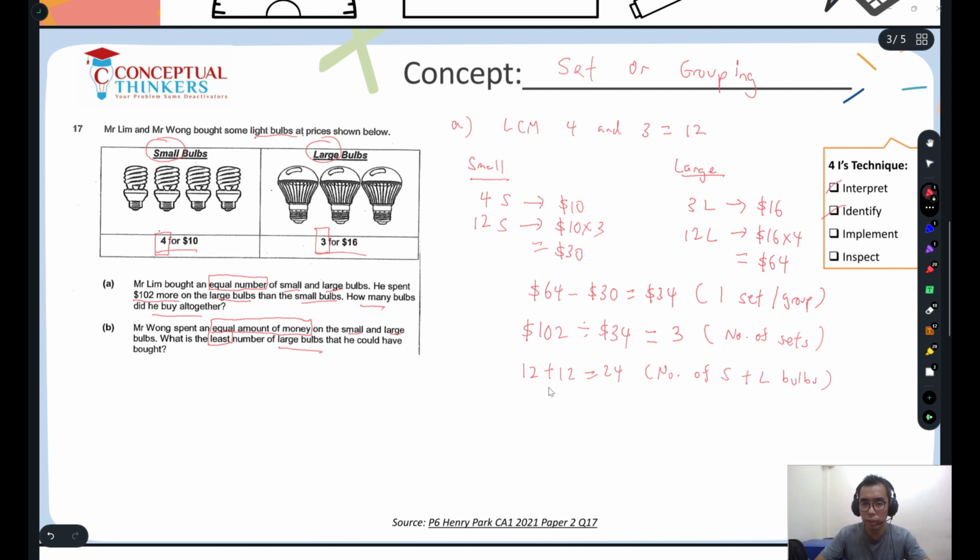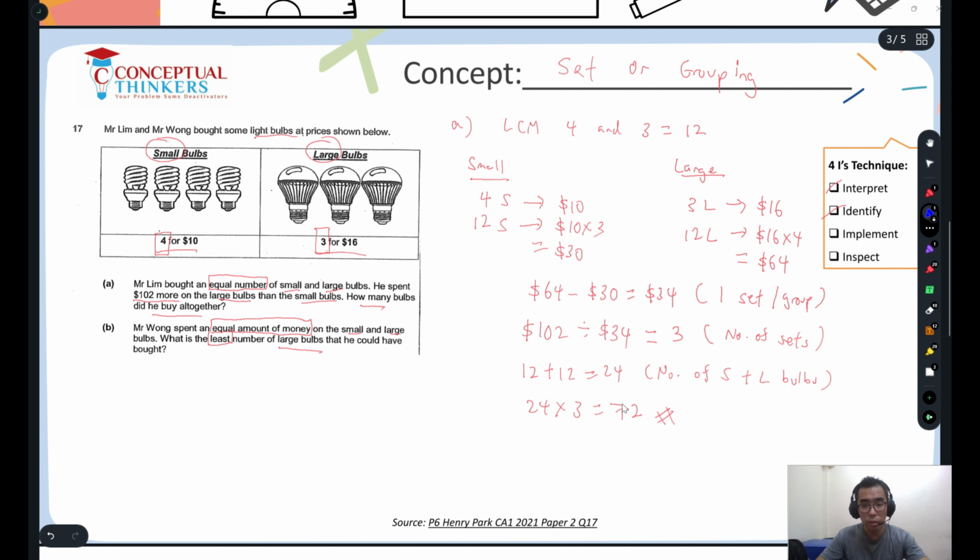So I'm going to find 3 sets of it, so I take 24 times 3, so I'm going to get 72. So 72 will be my part A answer. Now I'll explain to you, if I'm the one going to inspect my solution, what I'm going to do.